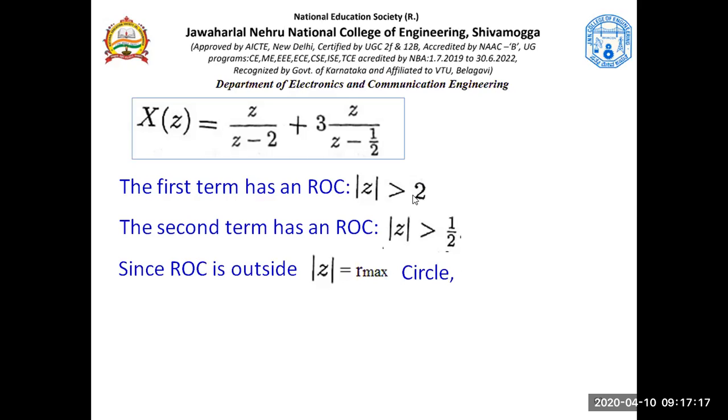We draw the radius with 2, we draw the radius with half. So if you have 2 radii there, you need to consider the maximum radius circle. Okay, so which is the maximum radius circle? 2 is the maximum radius circle. Therefore, ROC is z greater than 2. This is the X of z, and this is the ROC.